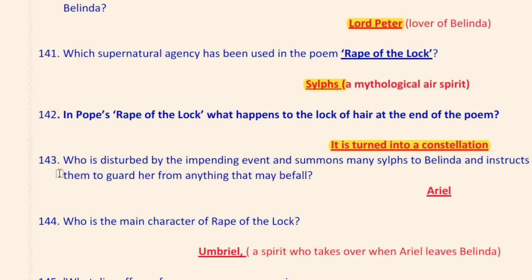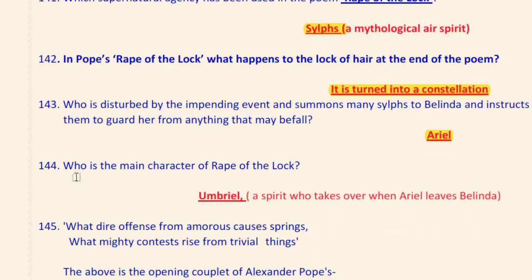Question number 143. Who is disturbed by the impending event and summons many sylphs to Belinda and instructs them to guard her from anything that may befall? So the answer is Ariel. It was Ariel who summoned many sylphs to guard Belinda from any incident that may befall. So it was Ariel.